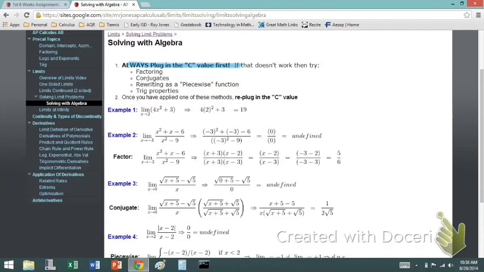If you look at example 1, I want the limit as x approaches 2 of that equation. I plug a 2 in and do the math, I get 19. I'm done. That is the limit. Example 2, however, the limit as x approaches -3, I plug a -3 in for all of these x's, do the math, and I wind up with 0 over 0, which is an indeterminate state, or undefined basically. So we're not done. We have to do something else.